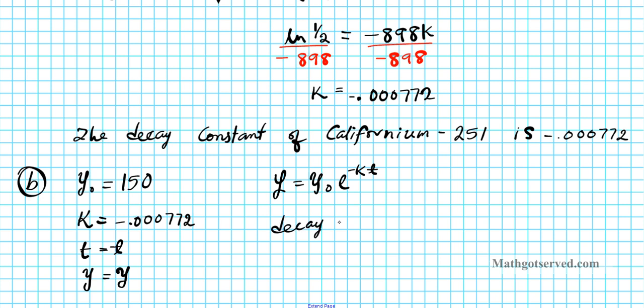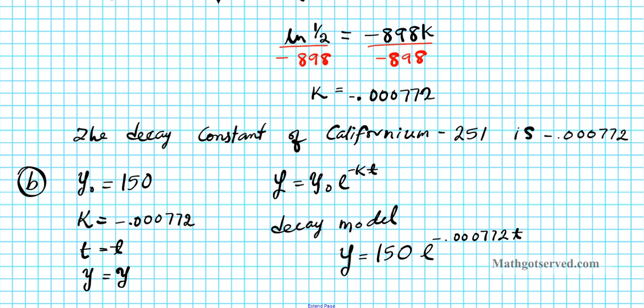So the decay model is pretty straightforward. It's simply the function that helps us to generate the remaining amount after a t period of time. Okay, so y is equal to y sub 0 e, well actually it is 150 in this case. So y equals 150 e to the negative 0.000772t. So there goes your decay model.